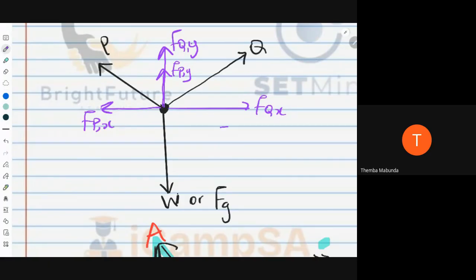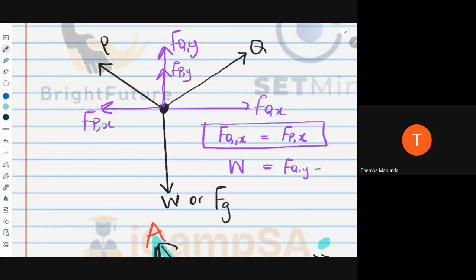It means FQX must be equal to FPX. And also it means, remember, these are all the horizontal components. They must be equal to each other. It means that W, which is my weight, should also be equal to FQY plus FPY. Right. So that's what equilibrium means as well, mathematically.